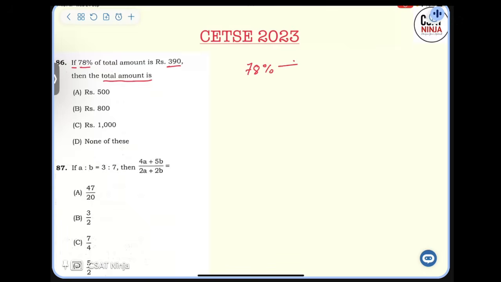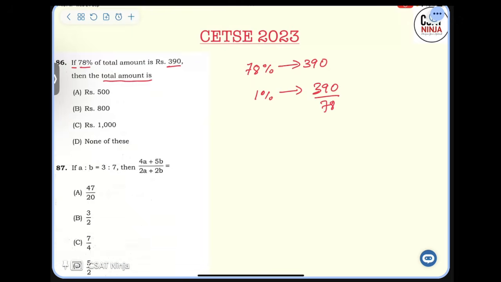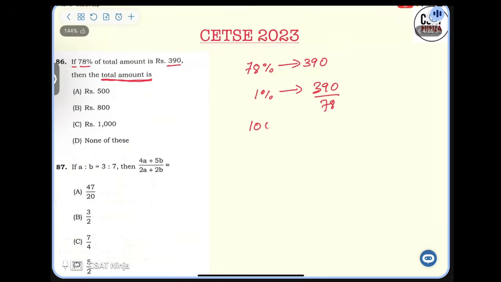The question says 78% is nothing but 390. So which means 1% is how much? 1% is 390 divided by 78. What do we need? We need to find the total amount. Total amount means 100%. So 100% is, I'll just multiply by 100, because this is 1%, 100% is multiplied by 100.